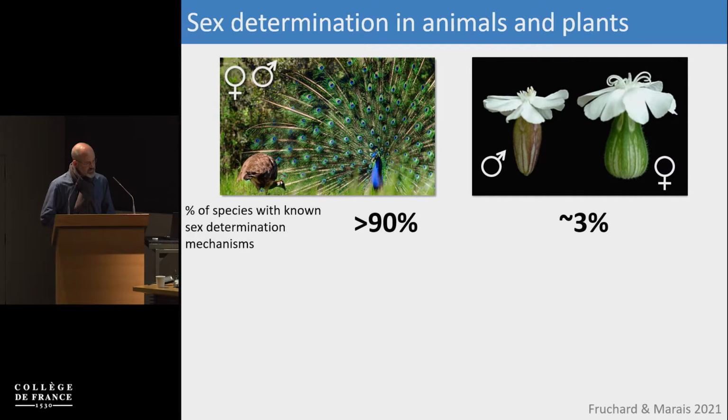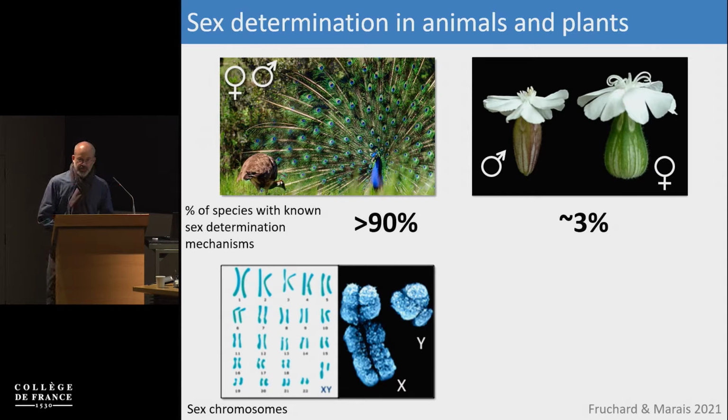What we know about sex determination is very different in animals and in plants. In animals, we have rough information about sex determination, presence of sex chromosomes, or environmental sex determination for more than 90% of the animal species. In angiosperms, we have this information for about 3% of the dioecious species that I mentioned earlier.